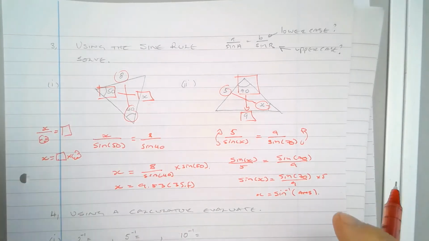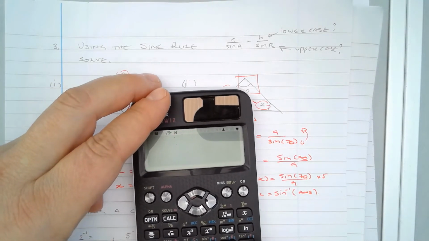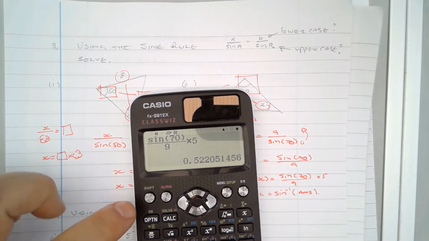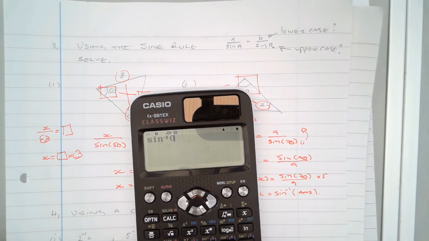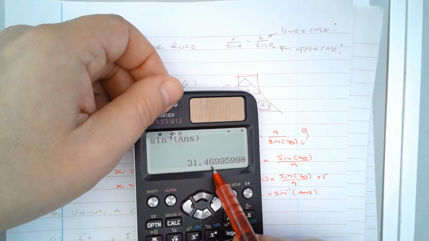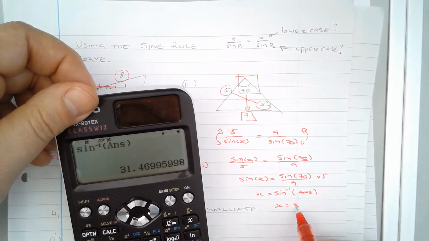So let's do that. I've got sine 70 over 9 times by 5 gives me that, and then I'm going to shift sine the answer, giving me 31.5. You can see I make the cut after the 4, 31.5. x is 31.5.